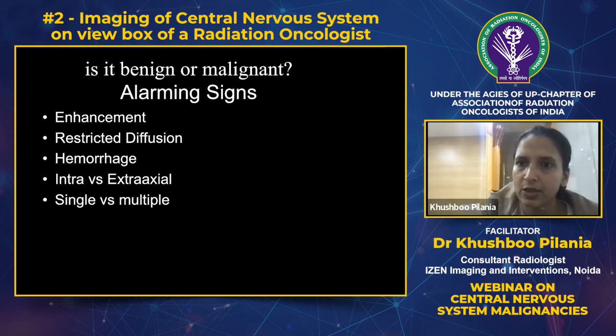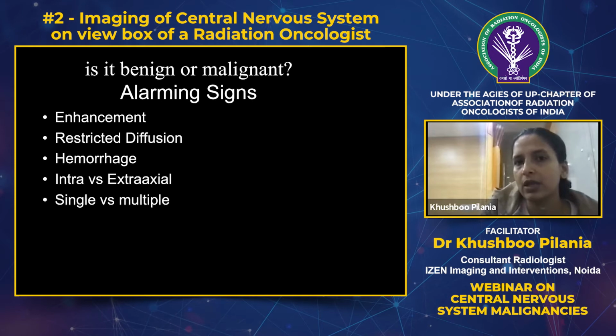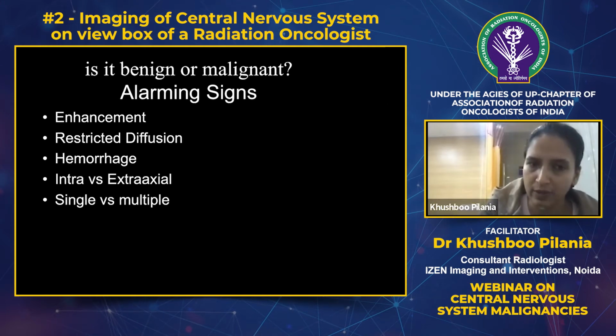Certain alarming signs that you should be looking at on the brain MRI, which will tell you that you're dealing with an alarming lesion, are the presence of enhancement. Whether there's a restricted diffusion. By restricted diffusion, I will again stress that I mean something which is dark on the ADC maps and bright on the diffusion weighted images. Whether there is significant hemorrhage within the lesion. Is the lesion intra versus extraaxial? Extraaxial lesions are less often malignant than the intraaxial lesion, except in cases of disseminated metastatic disease. Whether the lesion is single or multiple. So these are a few things which help us understand how alarmed we should be when we look at a lesion.